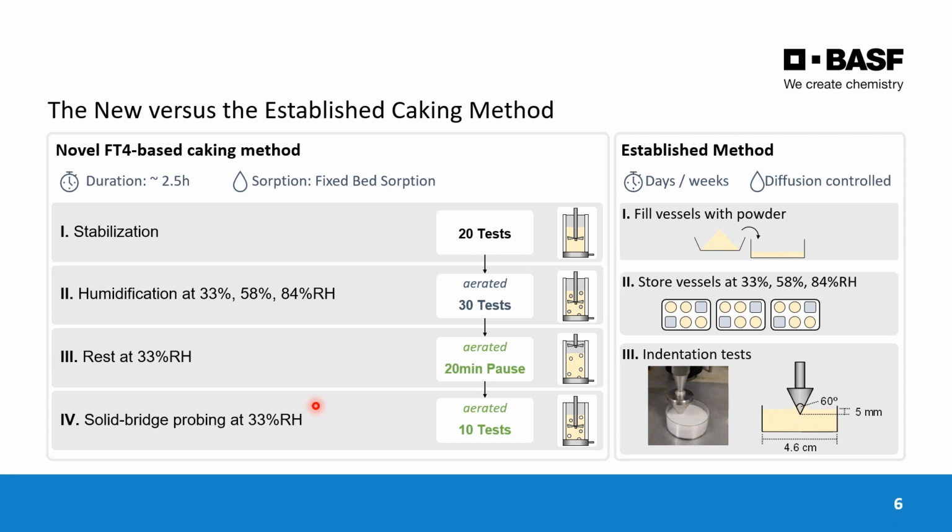Now, just to compare with the other technique, we put the powder into a container. We store it at 33, 58, or 84%. And then we do an indentation experiment after a few days or weeks. There's a small indentation, so these are Petri dishes, small indentation sample. So that's another way of confirming. What we're looking to do is to show that our new test gives us the same insight as this mock-up of the old mechanical test, but of course to do it much faster.